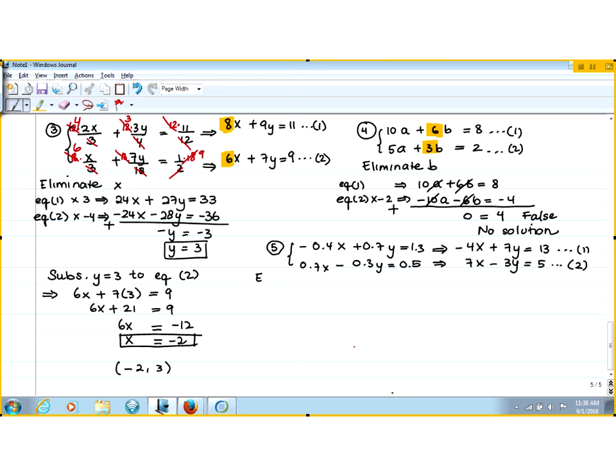Now, which one do we eliminate? The y? Or some of you probably want x. That's fine too. So if I look at 7 and 3, what is the least common multiple? 21. So equation 1, we will multiply by 3, because I need 21. So negative 12x plus 21y is equal to 39. So we multiply this by 3, this by 3, this by 3.